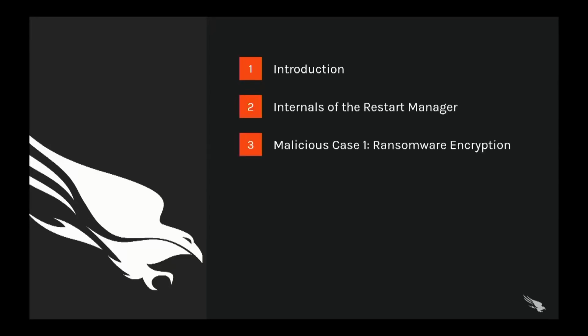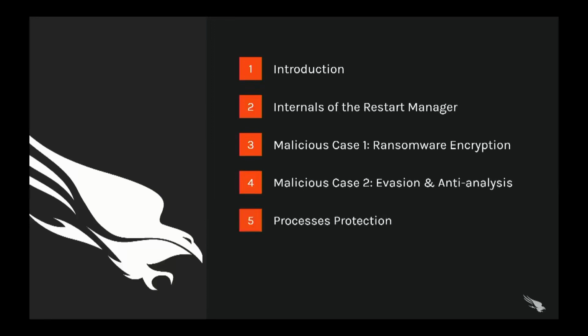But today we're going to first focus on the Windows Restart Manager. We'll begin with an introduction to understand how and why it has been implemented in Windows. We will dive into its internals to better understand how it works under the hood. We will see that it can be hijacked for malicious purposes, and using real-world examples, we're going to see that it has been used to support ransomware encryption, and we will also see that it can be used to perform evasion and anti-analysis purposes. We will then briefly talk about how processes can protect themselves against this type of hijack, and conclude with some thoughts.